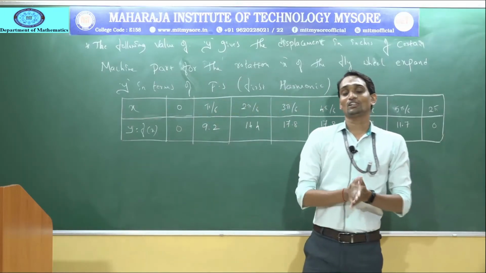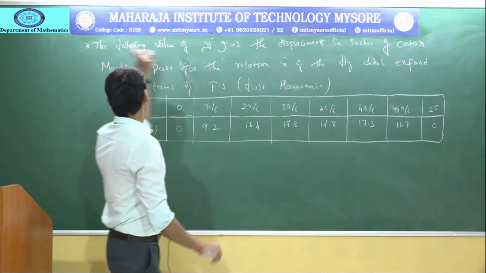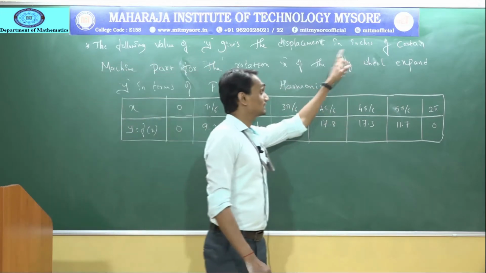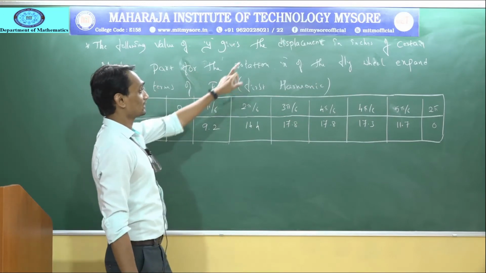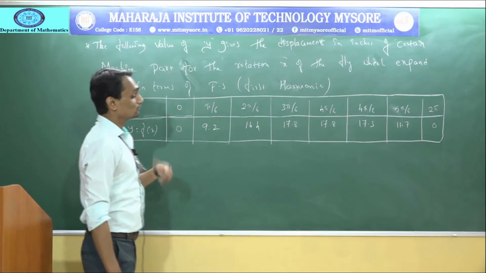Now we will move on to the next problem in terms of periodic functions. The given question is: the following values of y give the displacement in inches of a certain machine part for the rotation x of the flywheel. Expand y in terms of a Fourier series.